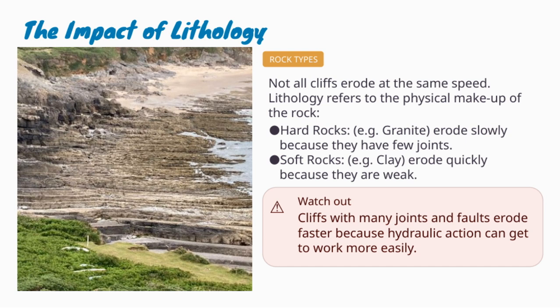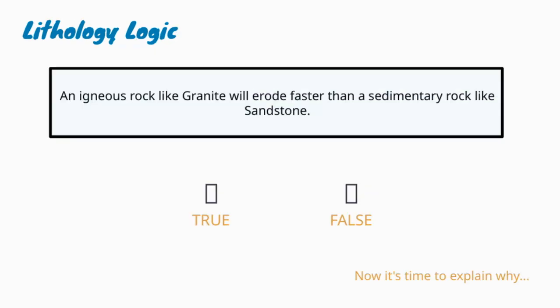So erosion rate depends on both wave energy and rock characteristics. A hard, massive rock with few joints will usually erode slowly. A soft, weak, or heavily jointed rock will usually erode quickly. Now let's test that idea. The statement says, an igneous rock like granite will erode faster than a sedimentary rock like sandstone. Is that true or false?